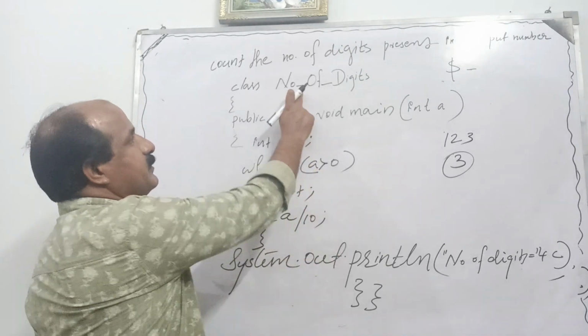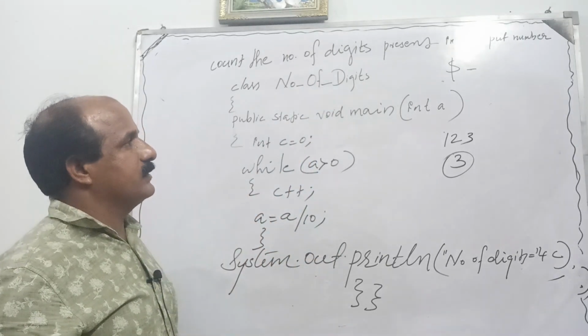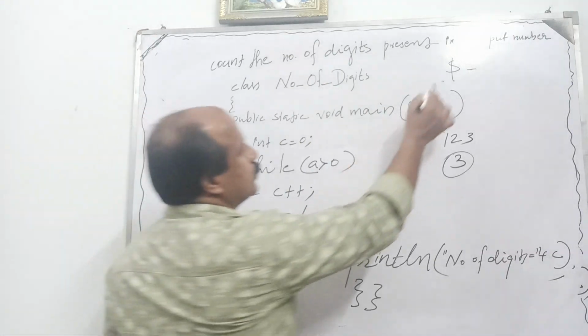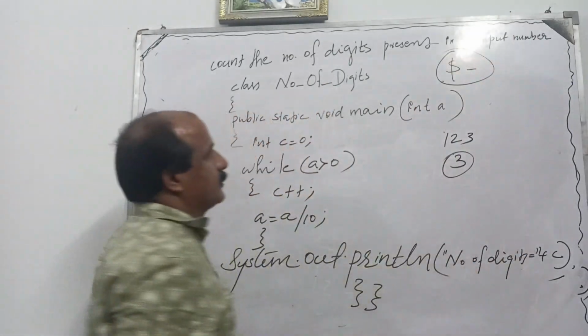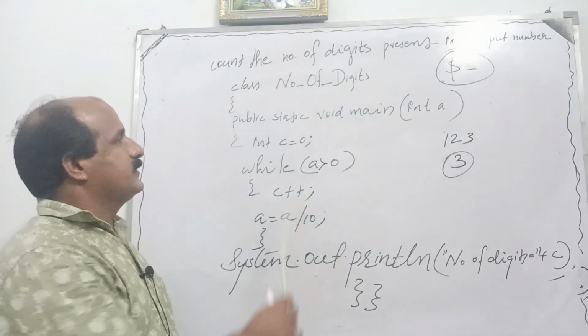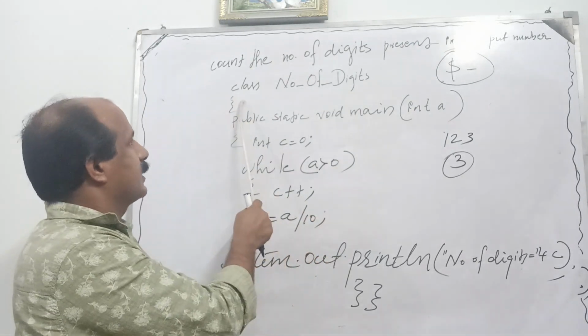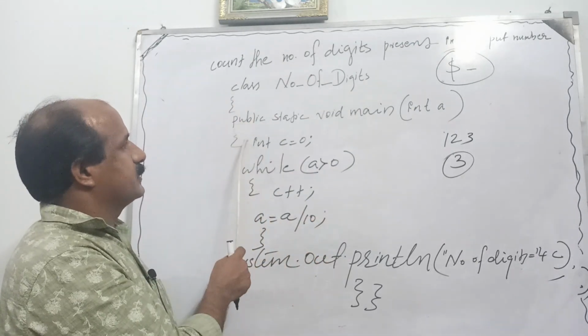Can you give a space between these? No, you cannot give space because these are the 2 symbols permitted to use. That's why. Now this is my main method. Class is started. Now the main method.